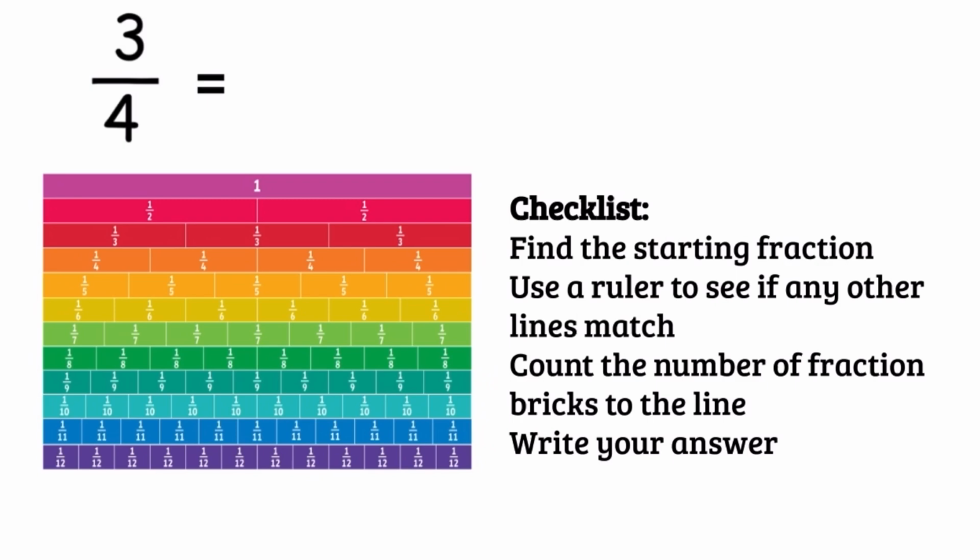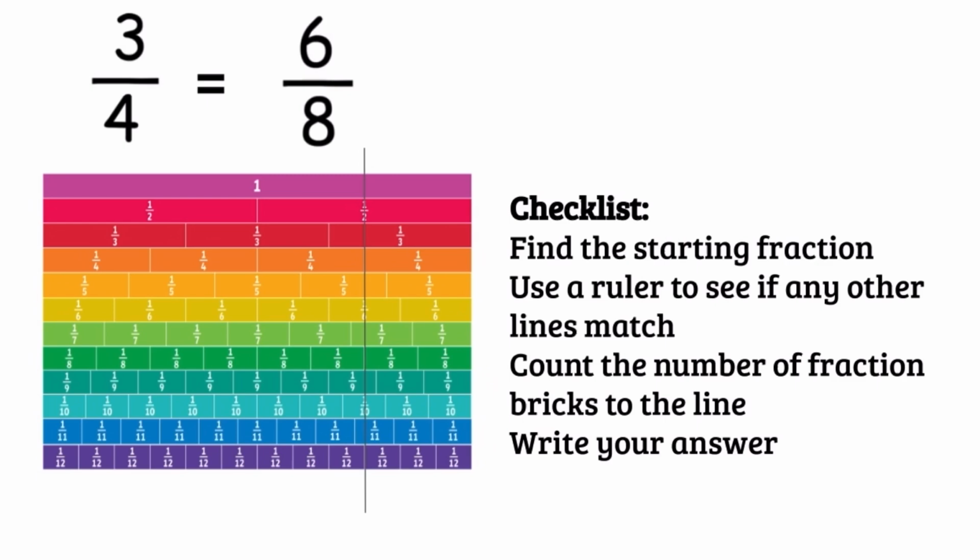Now you can have a go. Have a look at 3/4. So you count 1, 2, 3 of the quarter bricks. You draw a line. You cast your eyes down and see if any of the bricks line up with that line. So if I have a look, I can see that the eighths are lining up. So can you count how many there are? Yeah, there's 6 eighths. So you write down your answer.